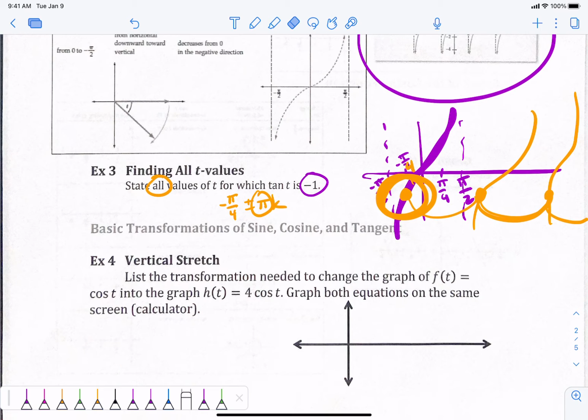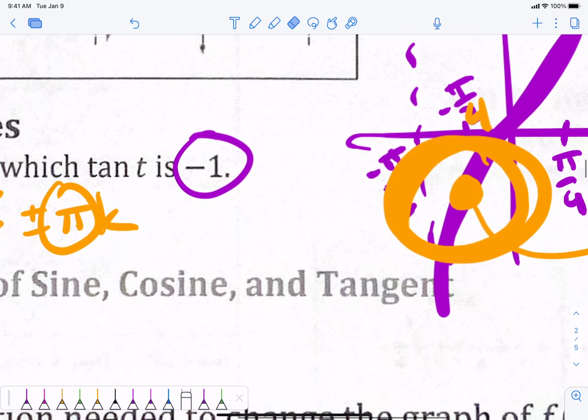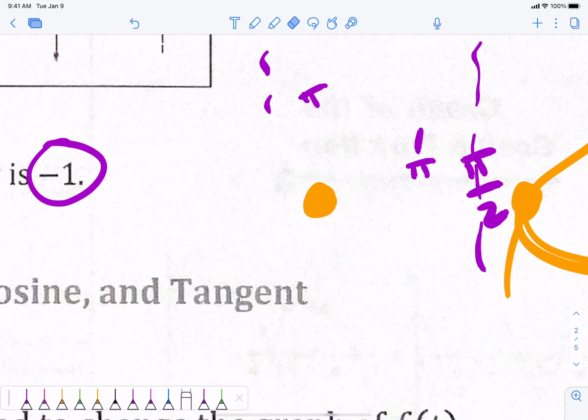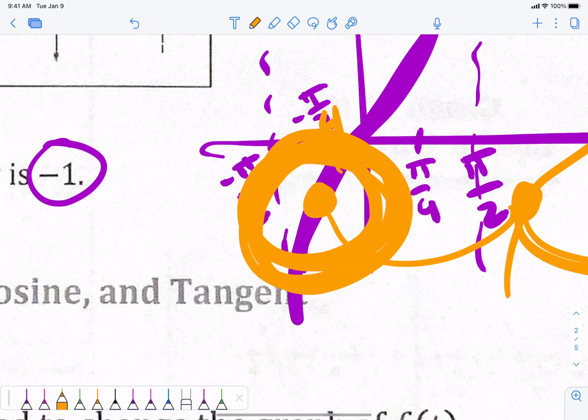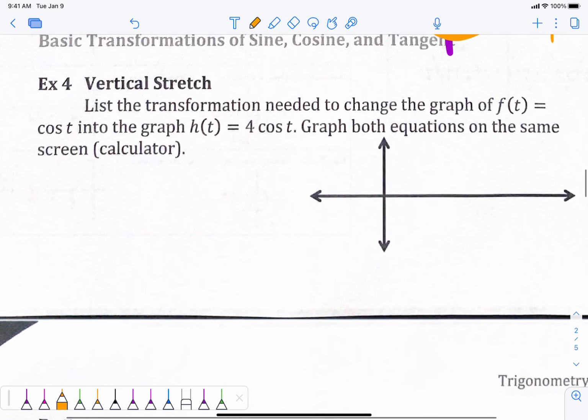So every pi, -pi/4 touches -1. So he touches the first time at -pi/4 right here. This place right here is -1 at -pi/4. Right? That's where he's touching -1 the first time. But then he's going to do it again pi units later, again pi units later, etc. Does that make sense? All right, let's go ahead and answer this question.